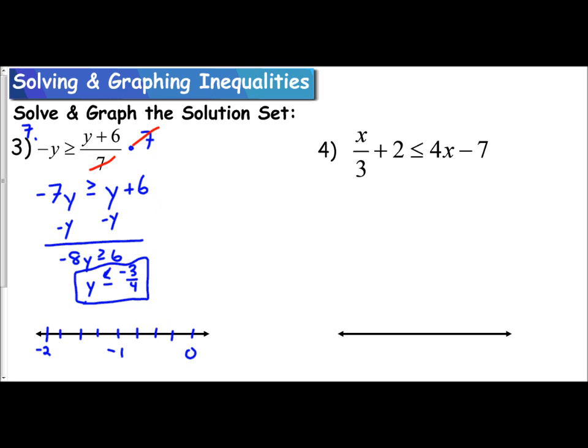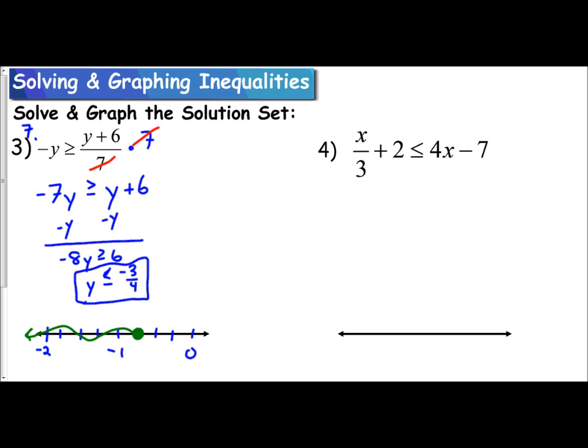And so when y is less than or equal to negative 3/4, here's negative 3/4. Since it's less than or equal to, it's a solid circle, and the arrow is pointing to the left. And so there is the graph of our solution set.